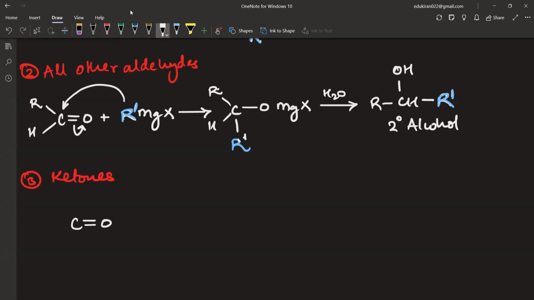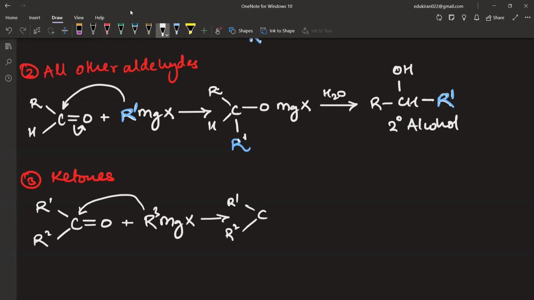In ketone, we'll have the same group as it is, and we'll have, let us say, R1, and let us say we have R2 here. Plus I'm reacting this with R3 MgX. Now this R3 will attack this carbon atom. I will be getting carbon, R1 and R2 as it is, and then we have R3 also. Further, we have OMgX.